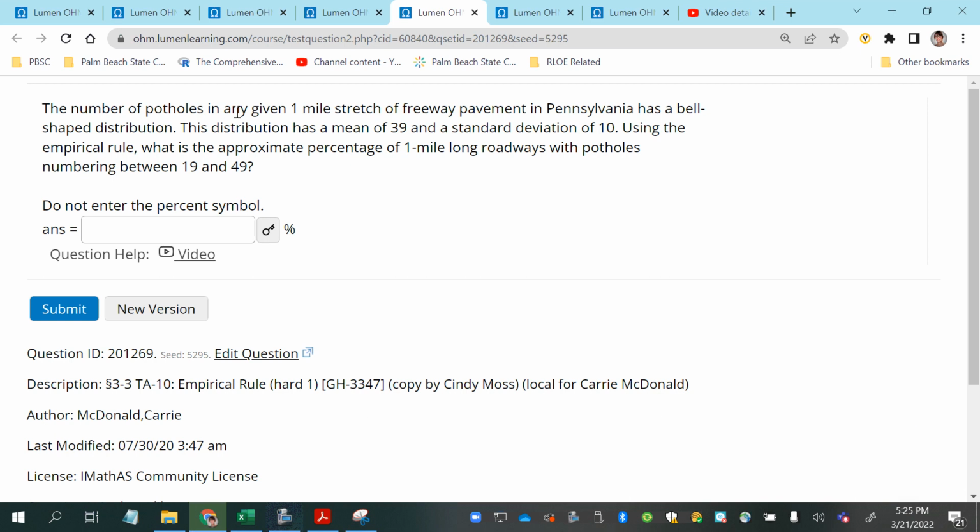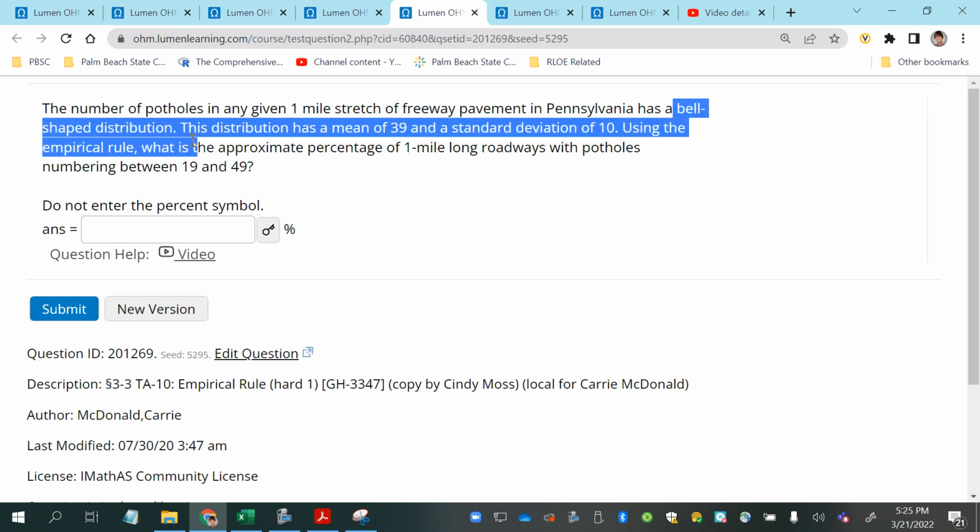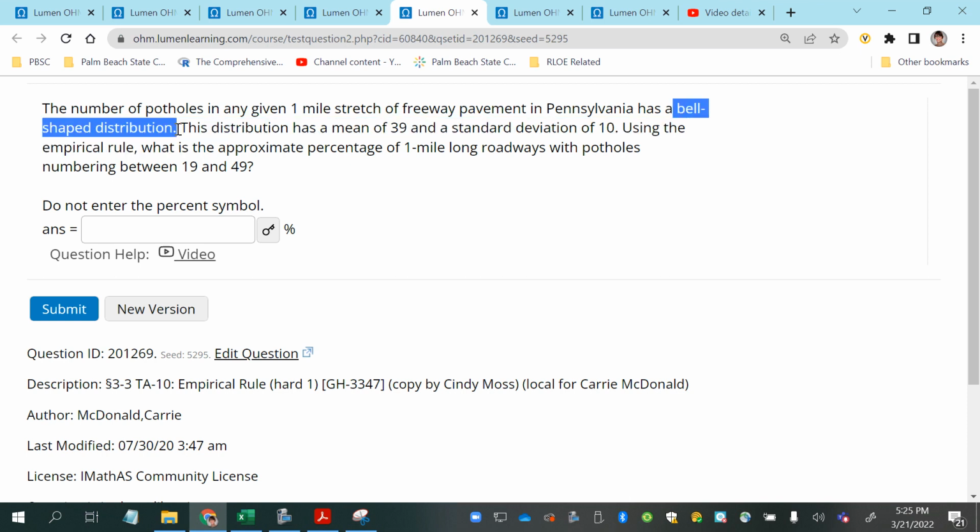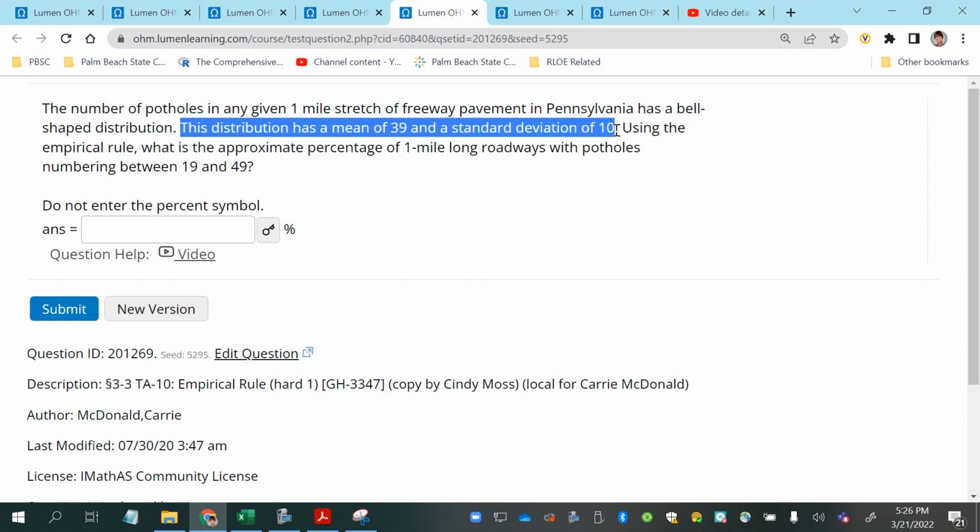The number of potholes in any given 1 mile stretch of freeway pavement in Pennsylvania has a bell-shaped distribution. Okay, that's important. That tells us that we're going to be using the normal distribution in some form to answer this question. This distribution has a mean of 39 and a standard deviation of 10.